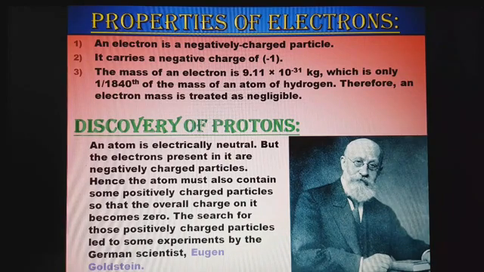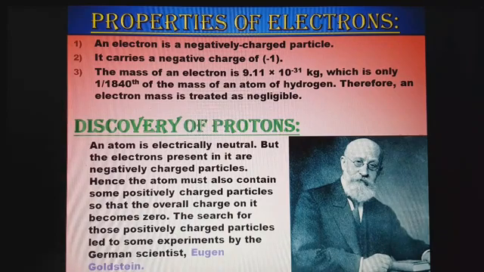Now let's see how the discovery of protons took place. An atom is electrically neutral, which we already know, but the electrons present in it are negatively charged particles. Hence the atom must also contain some positively charged particles, so that the overall charge on it becomes 0. So this was the thought: the atom is electrically neutral, so positive charge should be there along with the negative charge. The search for those positively charged particles led to some experiments by the German scientist Eugen Goldstein.